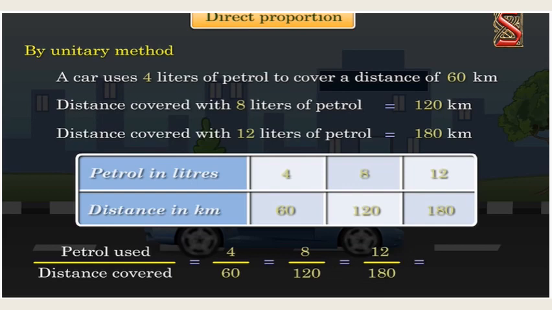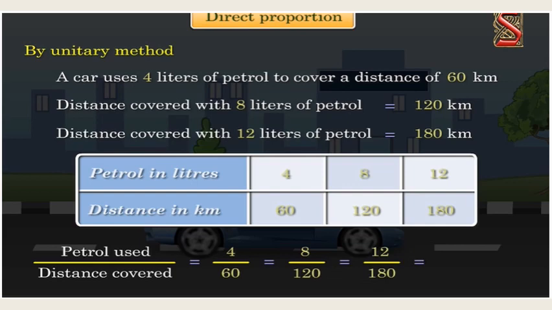Okay, so if more petrol is consumed, the distance covered would be more, no? So that means they are directly proportionate. So their ratio has to be constant. So let's have a look at their ratio. Petrol used, that is the number of liters of petrol consumed, is divided by the distance covered. More petrol consumed means more distance would be covered. So 4 upon 60, 8 upon 120, 12 upon 180.